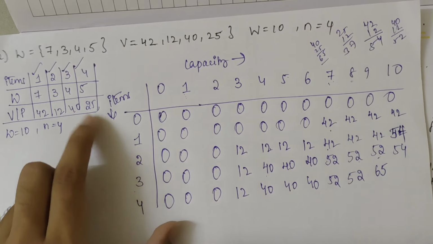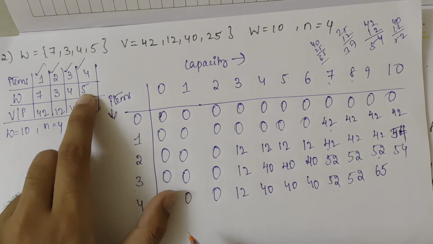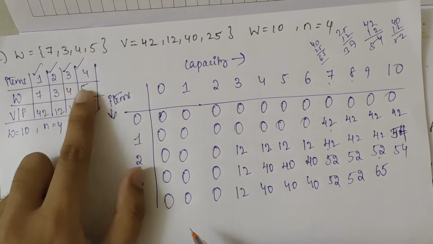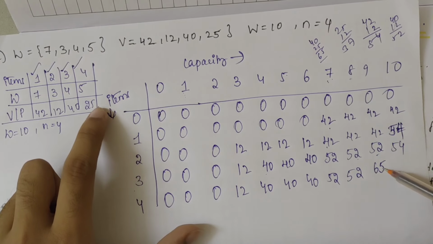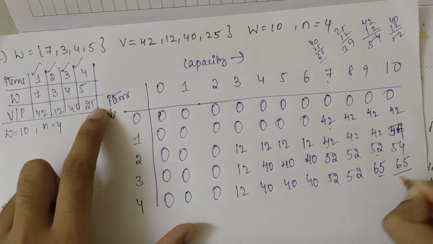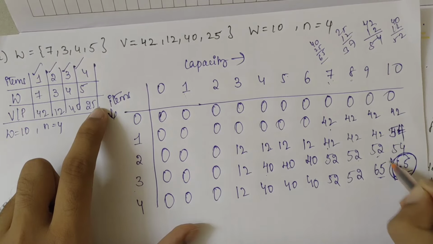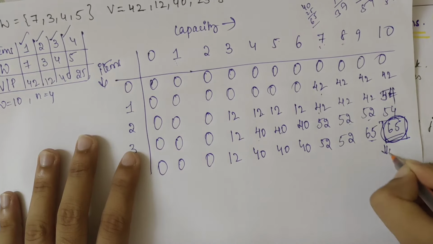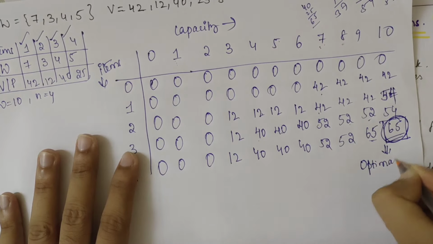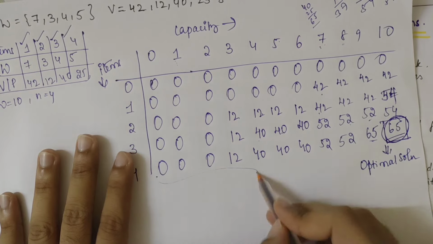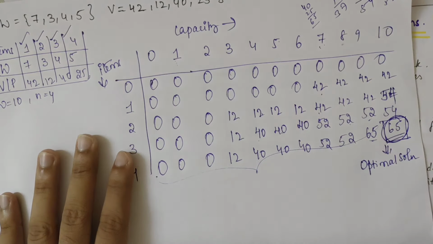Coming to 10. For 10, do I have any possible combination? 5 plus... No, there's no possible combination. For 9 it is 65. Then for 10 also I can store 65 profit. Right. So this cell here represents the optimal solution from all the possible solutions.